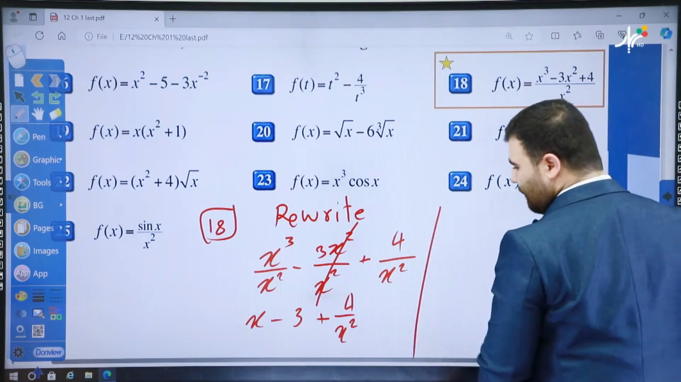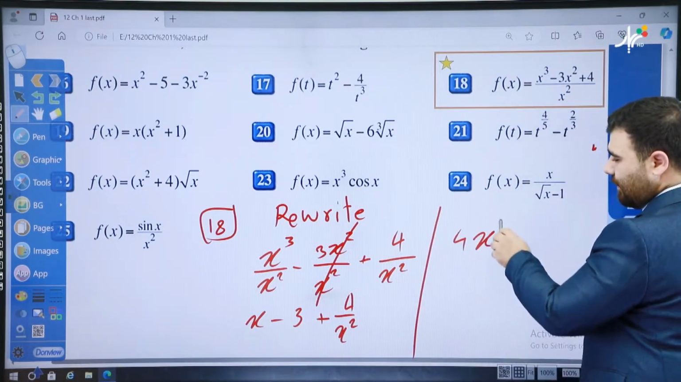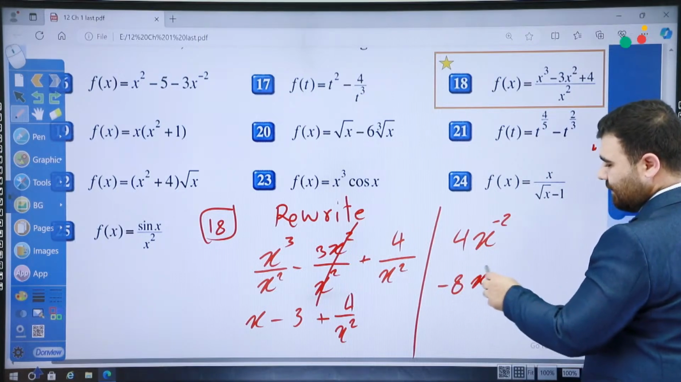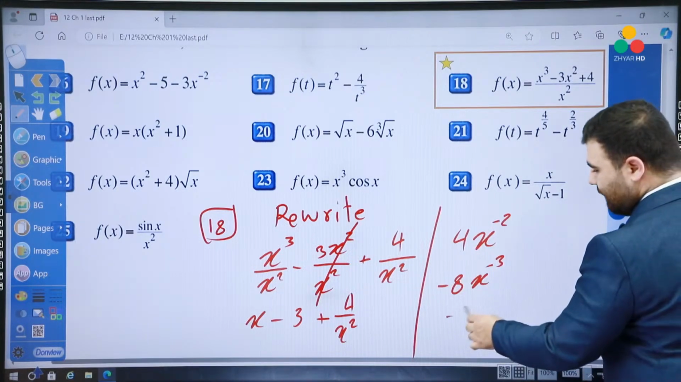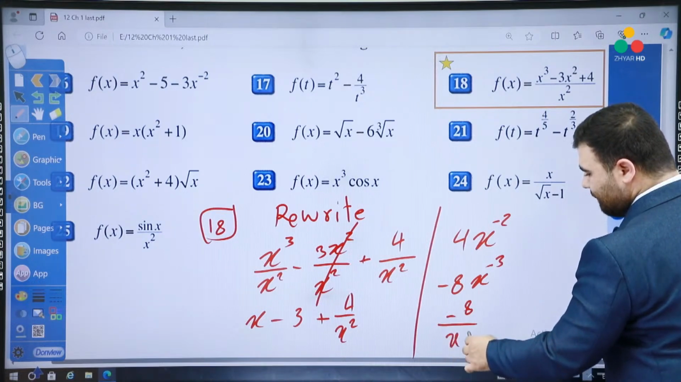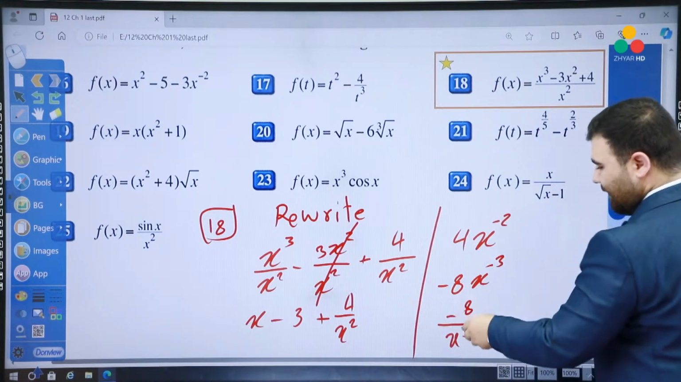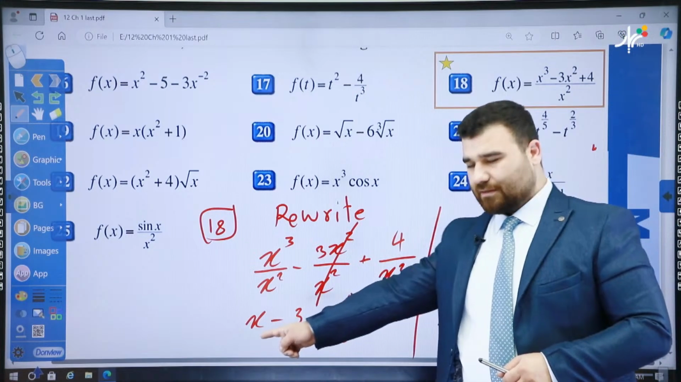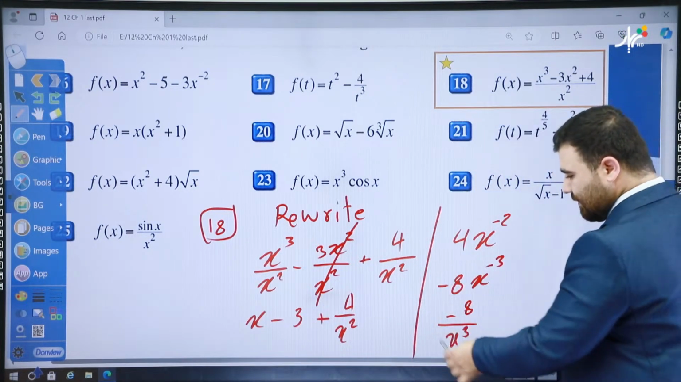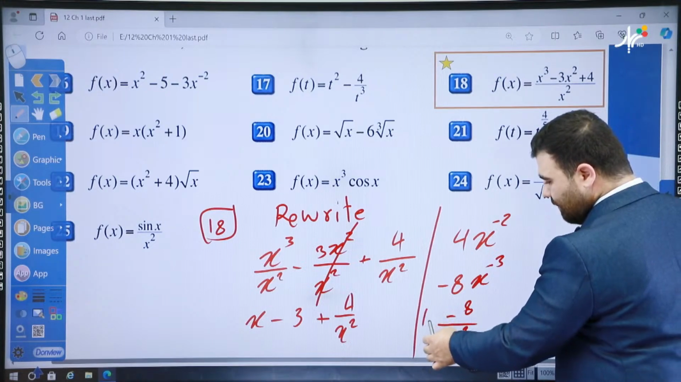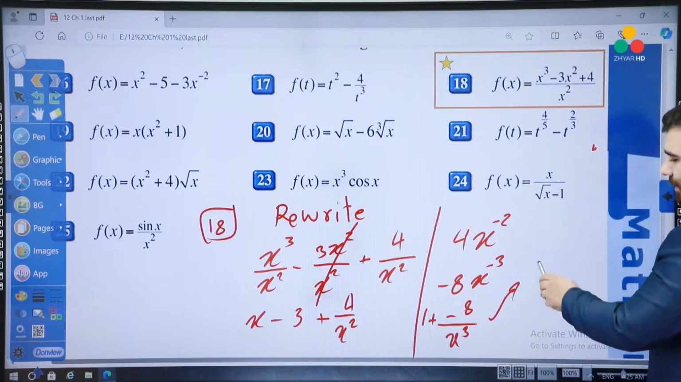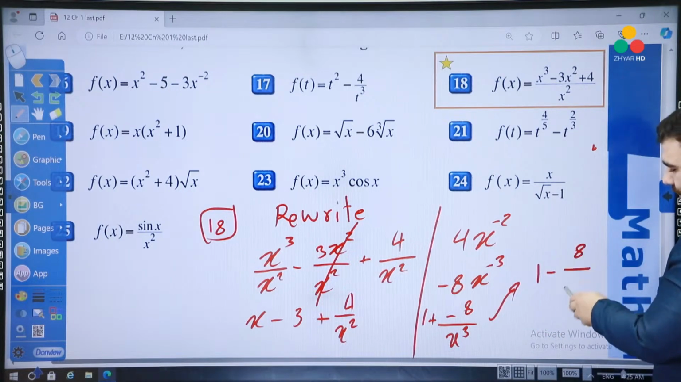Using the idea, if I want to rewrite this, it will look like 4x power negative 2. Then doing the derivative of this is negative 8x power negative 3. So the answer is negative 8 over x power 3. Derivative of this part is negative 8 over x power 3. Derivative of x is 1. Derivative of 3 is 0. So it's just 1 plus. Plus minus becomes minus. So final answer is 1 minus 8 over x power 3. This is the final answer.